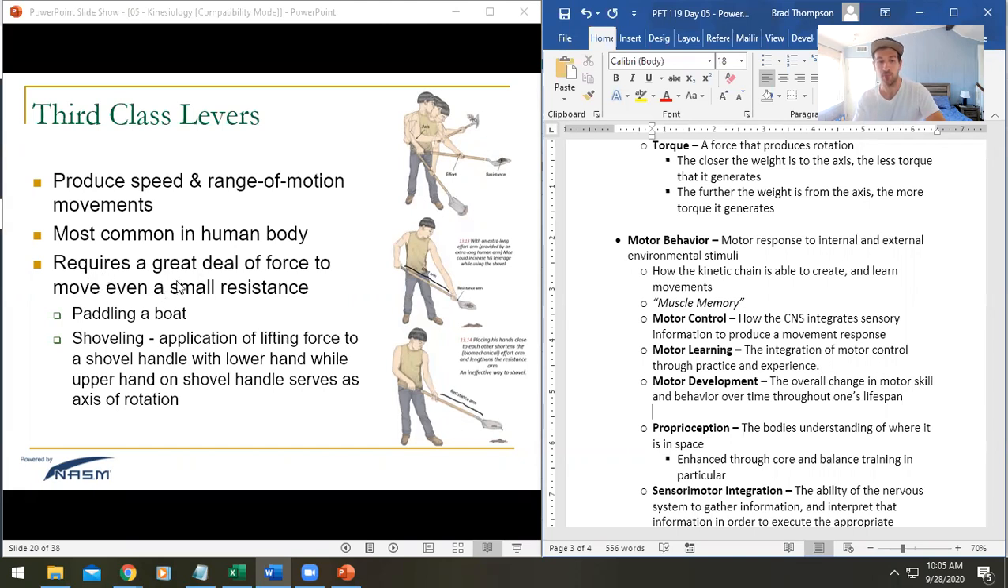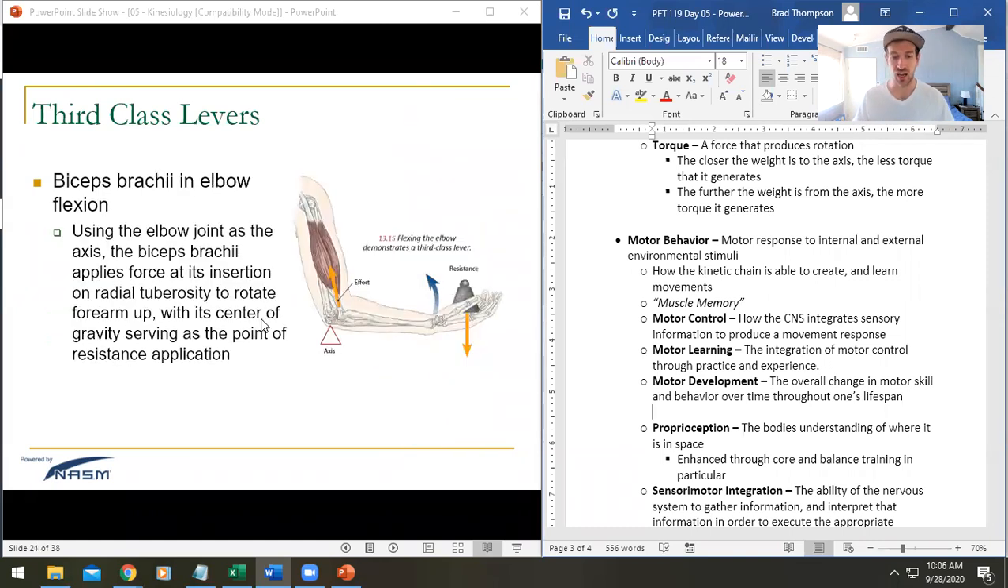What's really great about third class levers is that because there's the pivot point in the middle, it makes it way easier. You can get a lot more work done with very minimal effort.